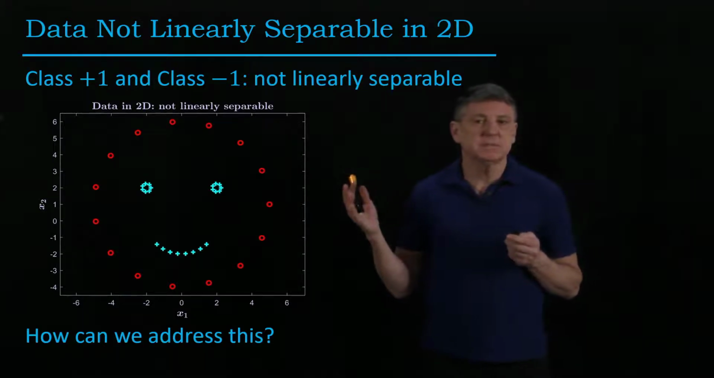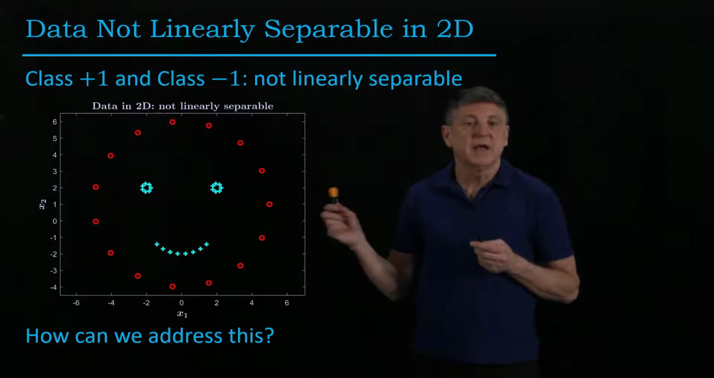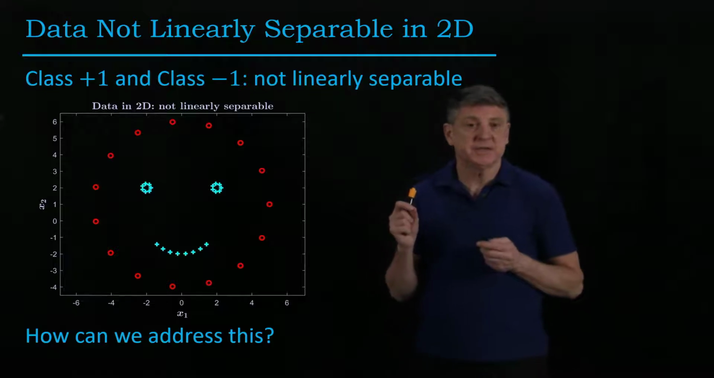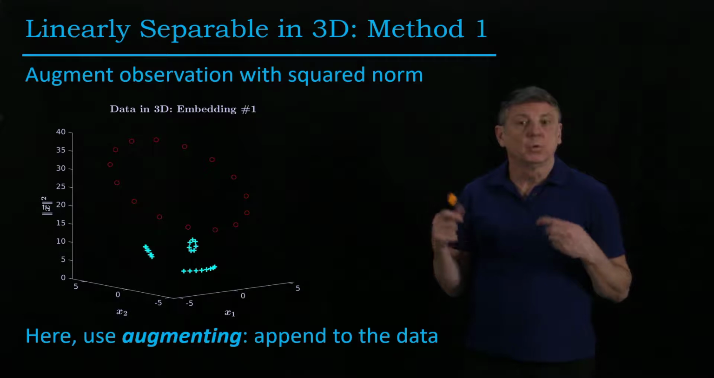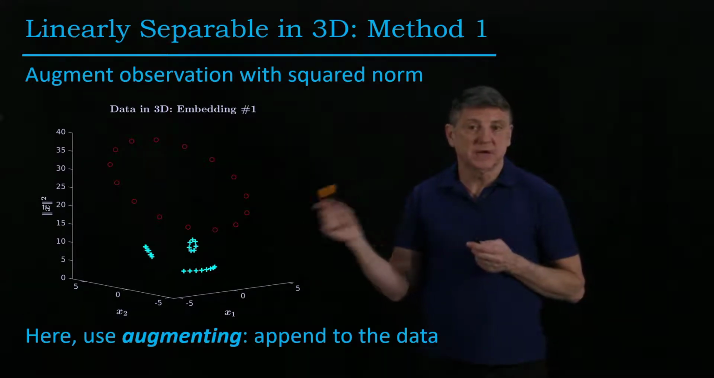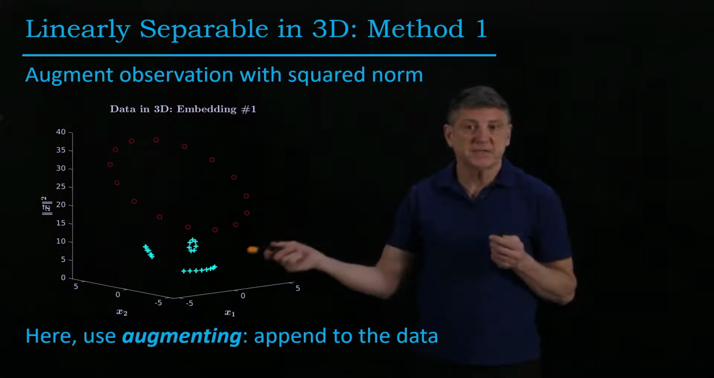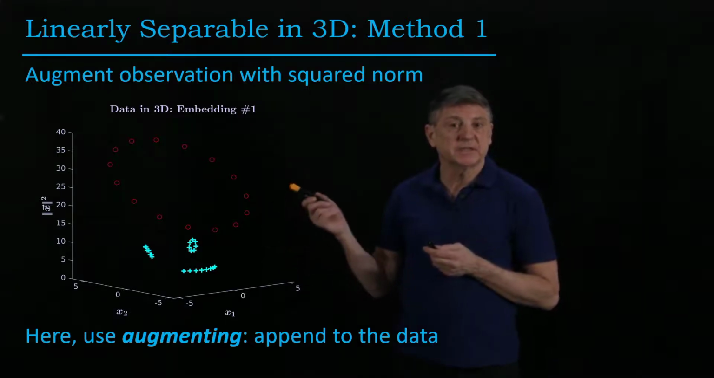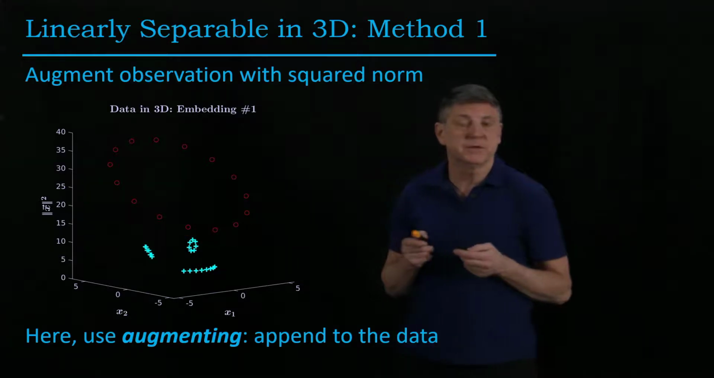Well, now let's imagine that we take these two-dimensional data and we project them into 3 dimensions. What that means is we have to augment them. We have to add a dimension to the data. And the question is, how could we add this extra dimension? One thing we could do is append to each observation the squared norm of the observation. What we can see is that in 3D, the data become linearly separable by a plane, and that plane projects to a horizontal line in 2 dimensions.